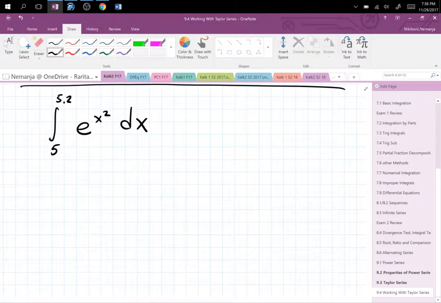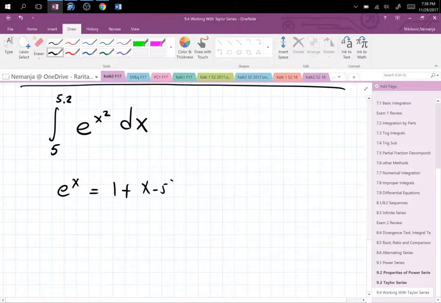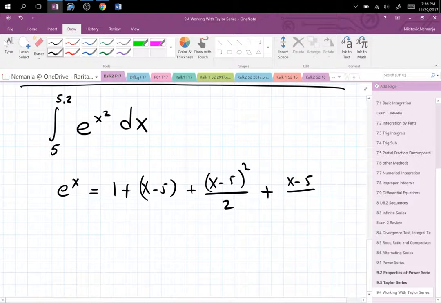So now I have to expand and I have to shift. So now your e to the x is going to be 1 plus x minus 5 plus x minus 5 squared over 2 plus x minus 5 cubed over 6. Not equal, but approximated. We have to expand around 5 because we have a definite integral that works in the neighborhood of 5.